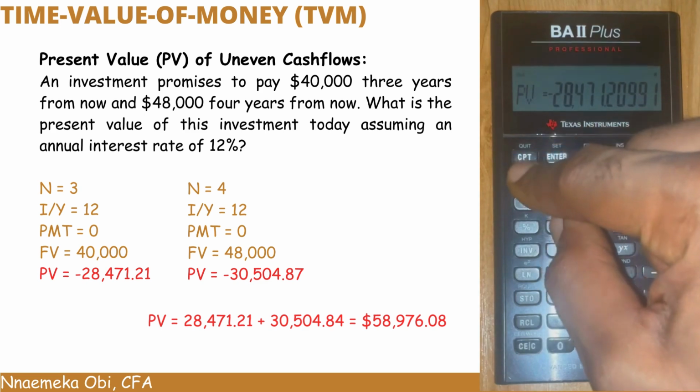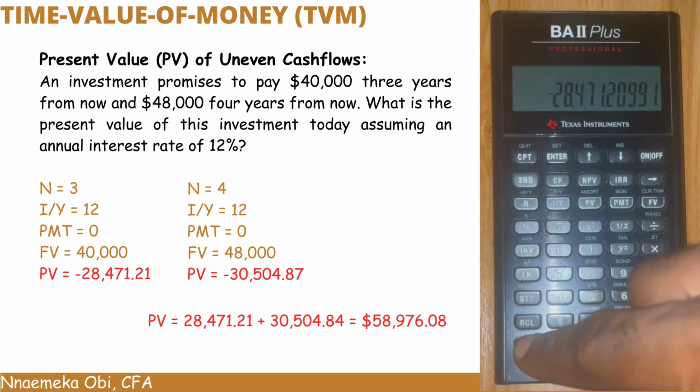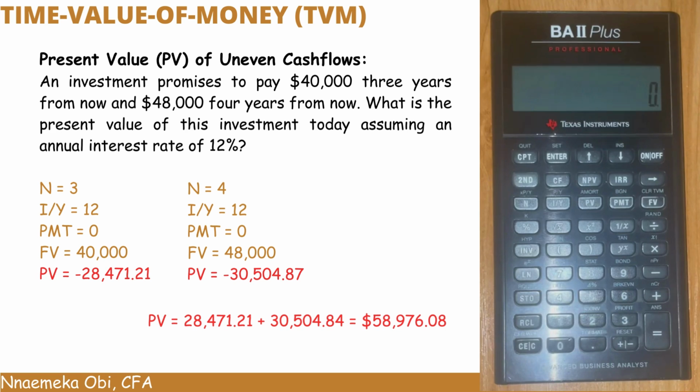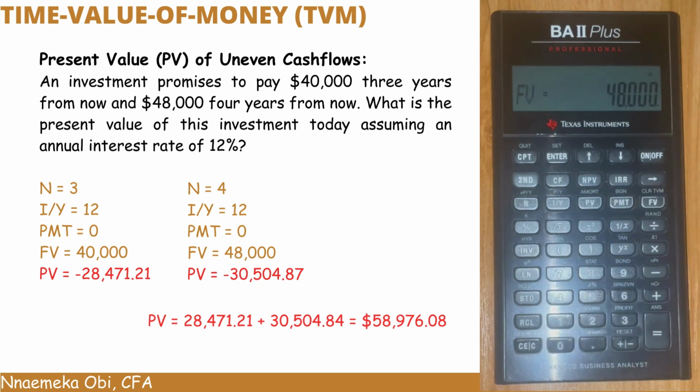Now we are also going to calculate the PV for the cash flow coming 4 years from now. So we press second function, we'll clear our TVM values. Now we are going to input our values. So N is 4, I/Y is 12. Now our PMT is 0 and FV is 48,000. We'll press compute, we'll press PV.